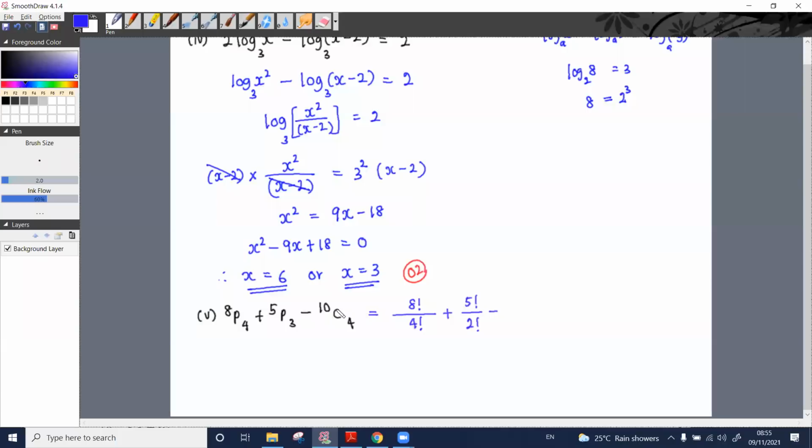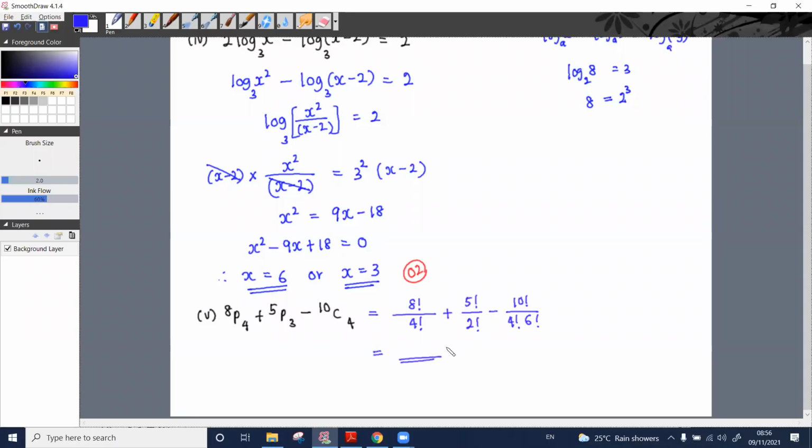Minus here we have a combination, 10C4. So 10 factorial divided by r factorial into (n minus r) factorial. The r value is 4. It means 4 factorial into what? n minus r, that is 6, 6 factorial. Therefore, the answer should be what?